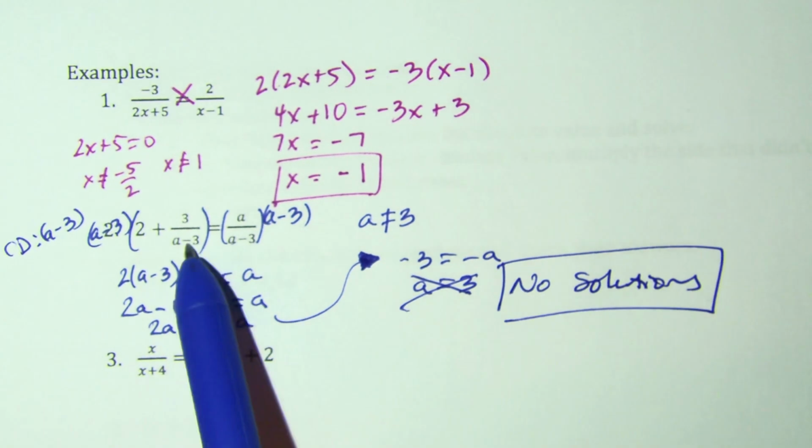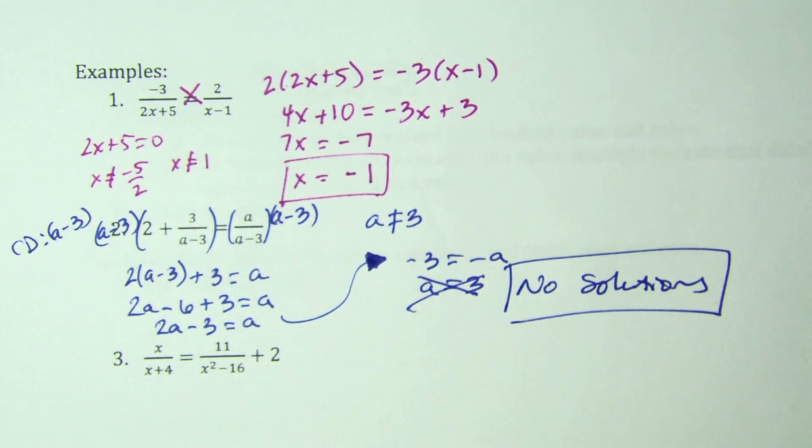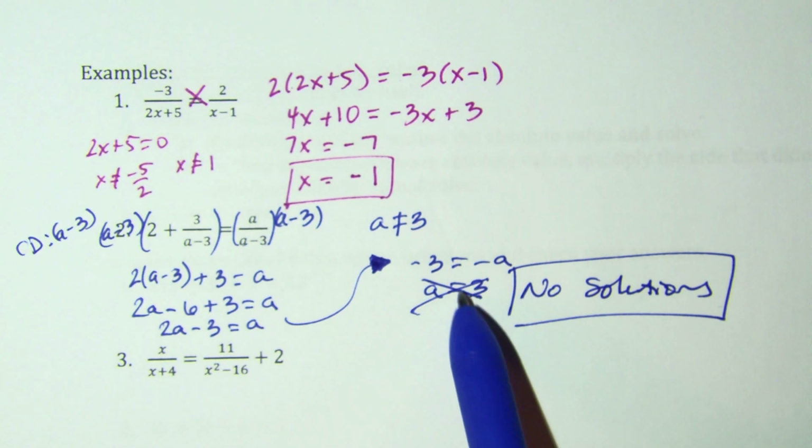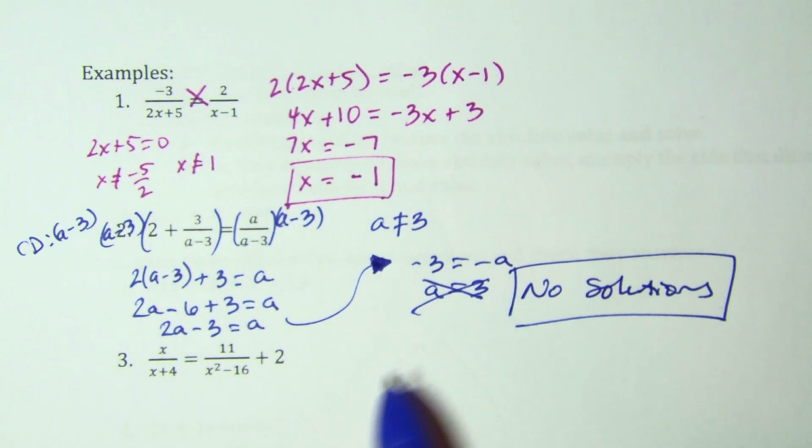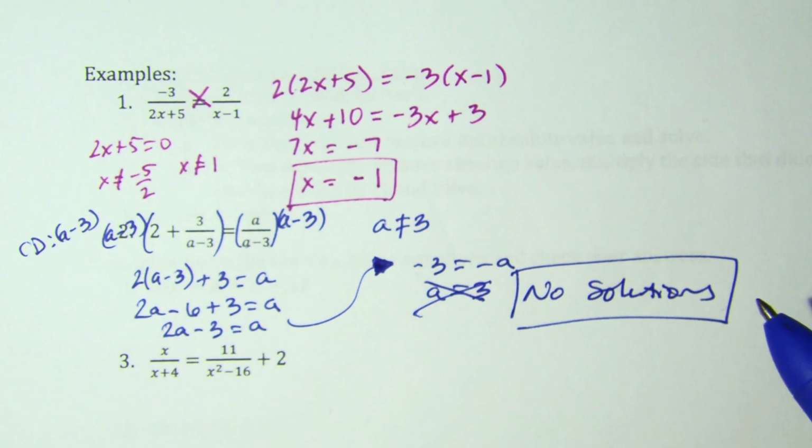So that's why it's really important that you make sure what a values you can't have, so that if you got down to something like this and you just said, oh, okay, a equals 3 and you're done, well, you get it wrong then, because a cannot equal 3. Okay.